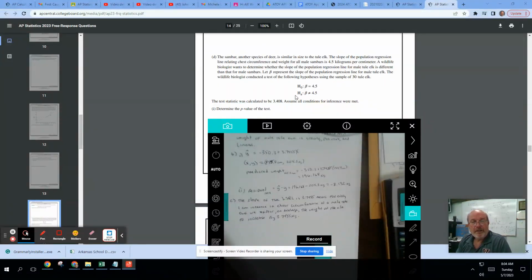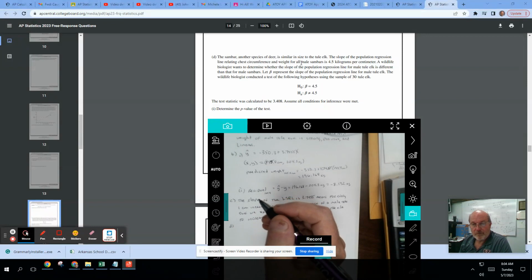So now we have D. The sambar, another species of deer, is similar in size to the tule elk. The slope of the population regression line relating chest circumference and weight for all male sambars is 4.5 kilograms per centimeter.